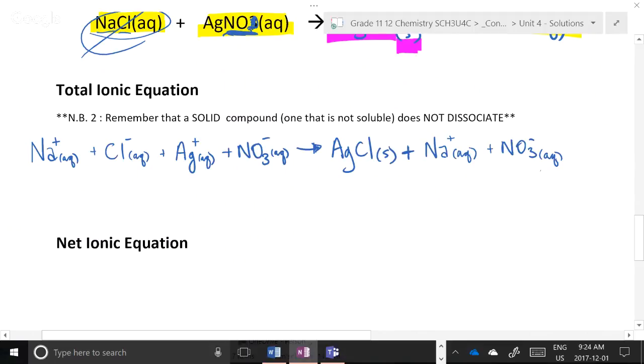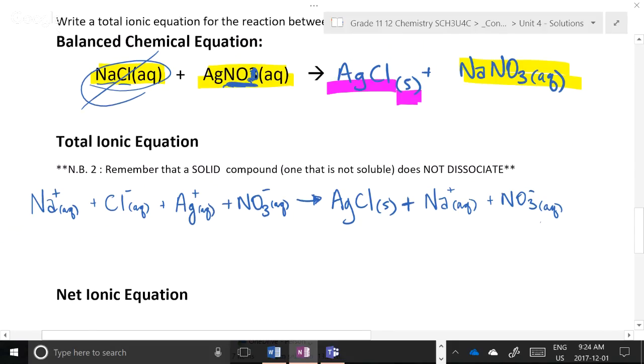So if sodium chloride's in water, that means we got a bunch of sodium ions, a bunch of chlorine ions. If silver nitrate's in water, it means we got a bunch of silver ions, a bunch of nitrate ions. That's the left side of this reaction. In other words, when you have a bunch of compounds in water, all the ions just flow free and flow around. But on the right side of the equation, now we have a solid compound.